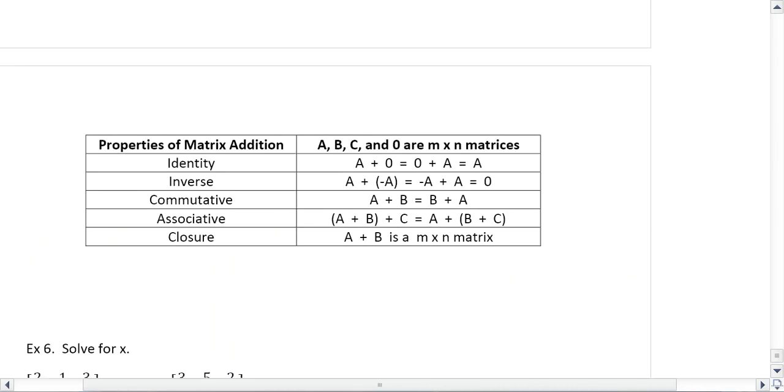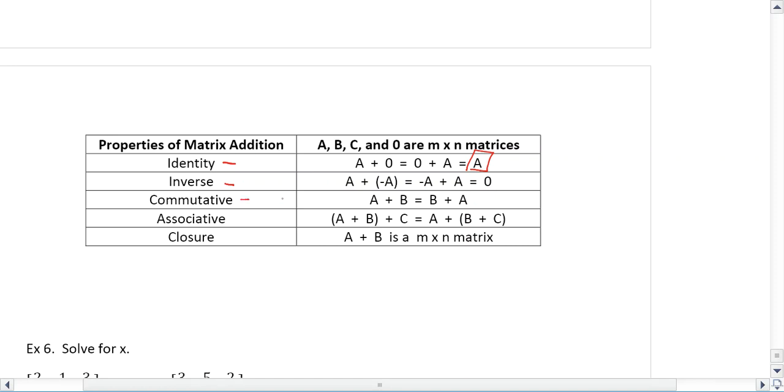Now, this table is a brief review of properties that you're probably very familiar with from Algebra 1. Don't know if you need to write it down. I just wanted to review it with you. The identity property does not change the matrix. The matrix A, if you add a bunch of zeros on either side of it, the matrix A stays the same. Inverse says if you add the inverse of the matrix, you get a bunch of zeros.